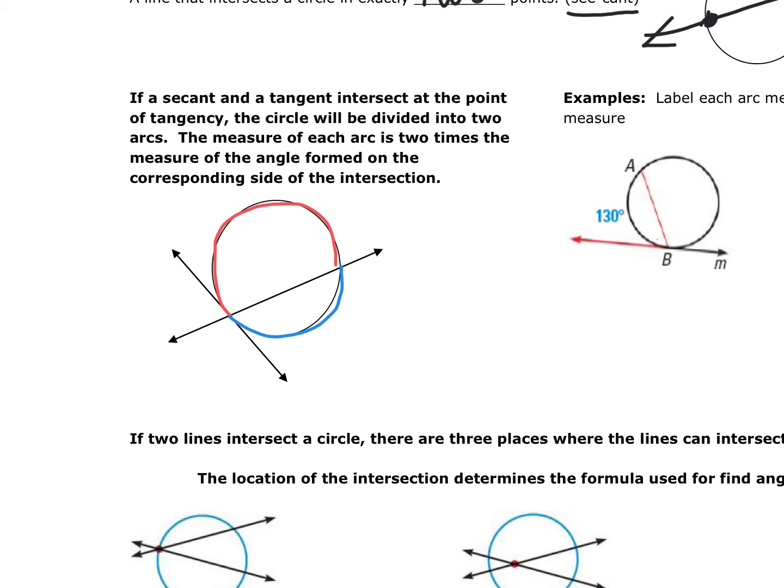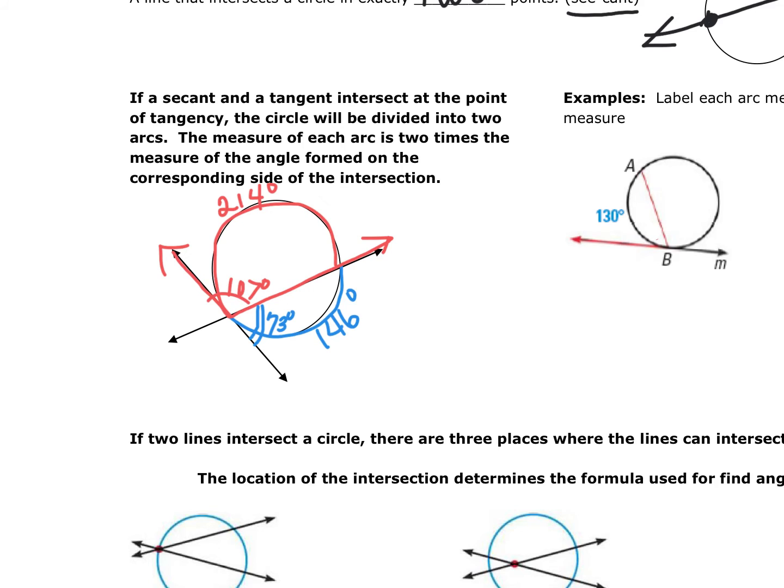The measure of the arc is 2 times the measure of the angle formed on the corresponding side of the intersection. For example, this angle formed right here, say it's 107 degrees, the arc is going to be twice that. So 107 times 2 is 214. Okay, and this angle here is obviously supplementary to the 107, so it would be 73 degrees. But the arc is twice that, so we have 146 degrees.